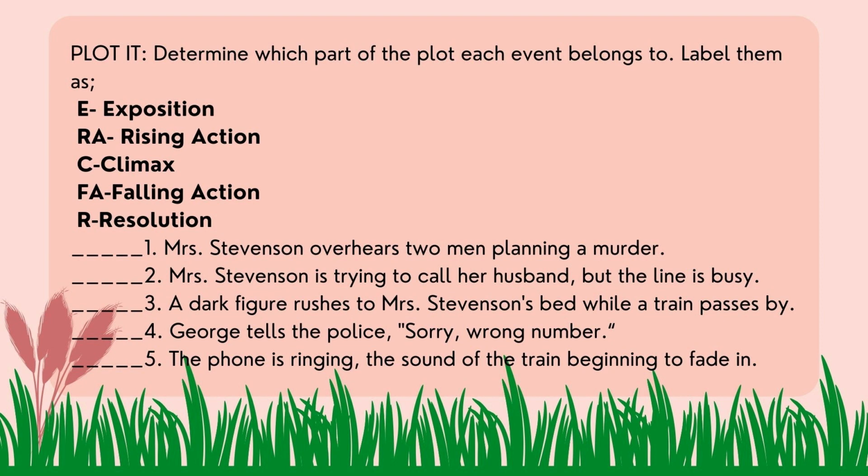Can you still recall the events that happened in the radio drama entitled Sorry, Wrong Number? Well, this time, let's do this activity entitled Plot It. Determine which part of the plot each event belongs to. Label them as E for exposition, RA for rising action, C for climax, FA for falling action, and R for resolution. If you are ready, you may do it with a partner. Let us start.